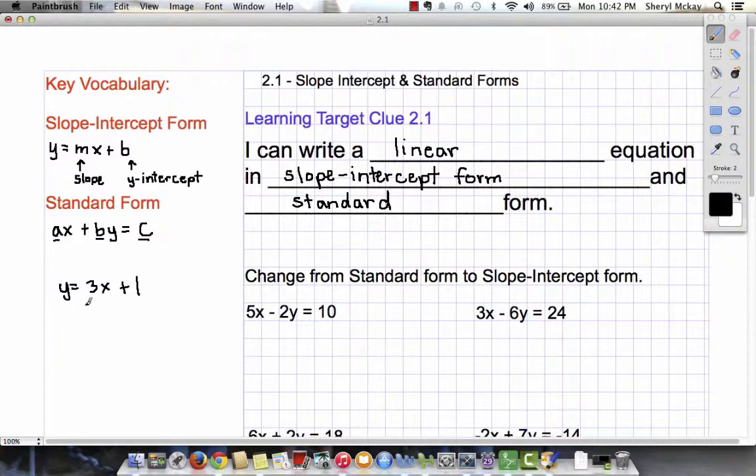Well, we can look at it and we can see that there's a y by itself, there's an x with a coefficient, and then there's a constant all by itself. And so this is actually in slope-intercept form. The y is by itself, the 3 represents the slope, and the 1 represents the y-intercept.